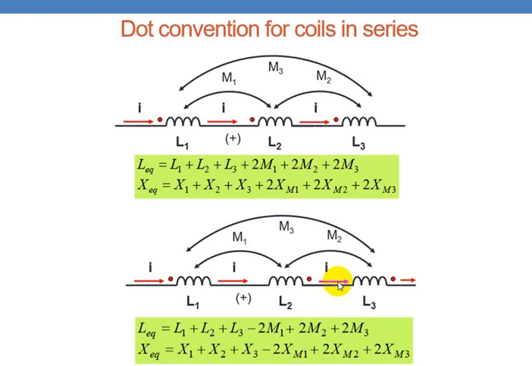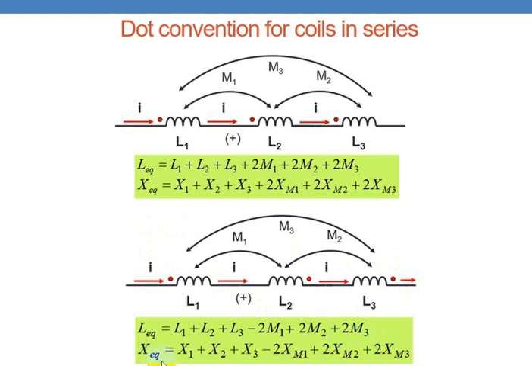Coming to M2, you see here in coil L2 current is leaving from the dotted terminal and in L3 also current is leaving from the dotted terminal. Therefore, you have to write plus 2M2. Then between coil L3 and L1, you will find that again current is leaving from the dotted terminal and here current is entering. Again you have to write 2M3.